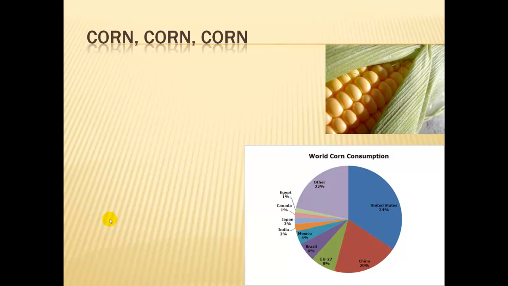So let's talk about corn a little bit more. In terms of corn consumption, the United States leads the world. Corn is not what you would think of just eating in your Wheaties. Wheaties is actually made from wheat, and your cornflakes.